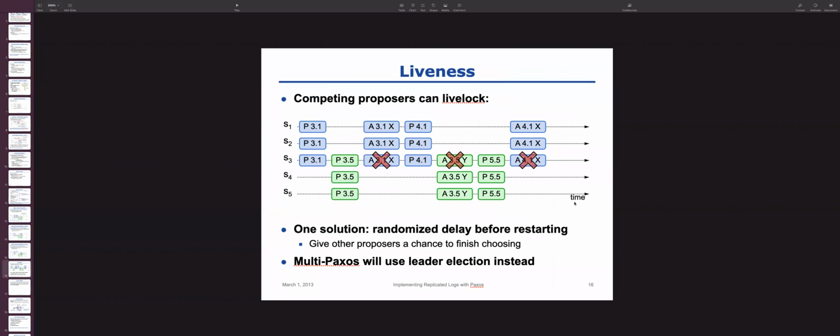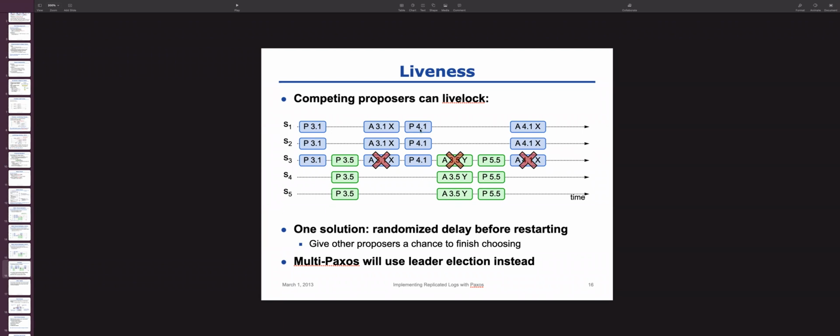Nice. Here also there are some problems: a livelock can happen. Say S1 is trying to propose 3.1, and prior to the accept phase, another server S5 tries to propose a value. At the time of S3, it already accepted 3.5, so 3.1 will get dropped here. For server 1, its request got dropped. Now it will try to propose again with 4.1.